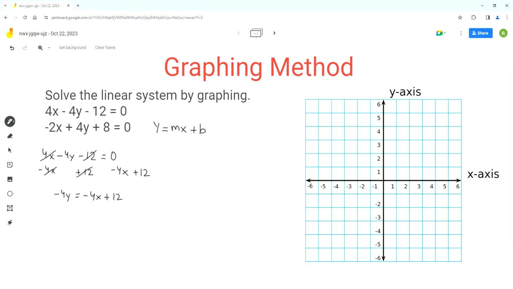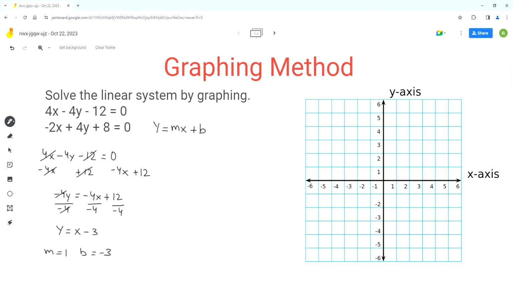Now we can isolate y by dividing each term by negative 4. So the negative 4's on the left side will cancel each other out and we get y equals, so negative 4 over negative 4 is 1. So we don't write 1 as a coefficient, so we get just x. And then we do 12 divided by negative 4, which is equal to negative 3. So this is the equation in slope-intercept form. So the slope of this line is 1 and the y-intercept is negative 3.